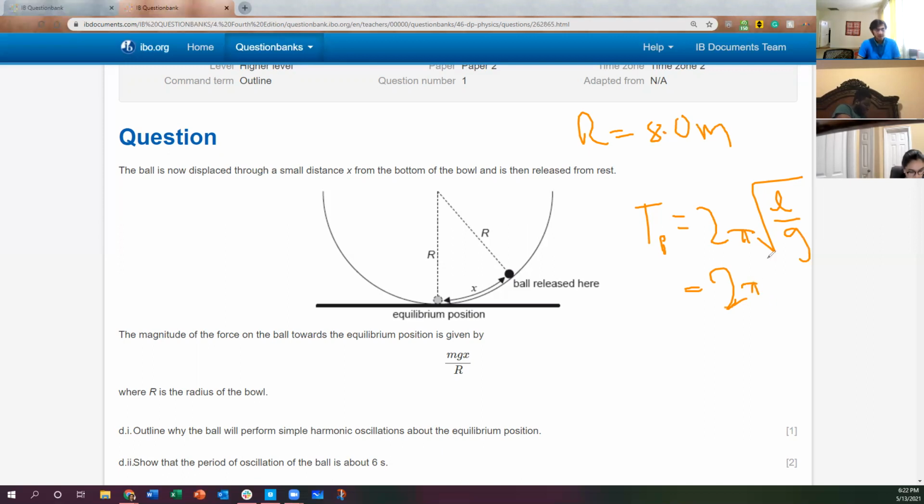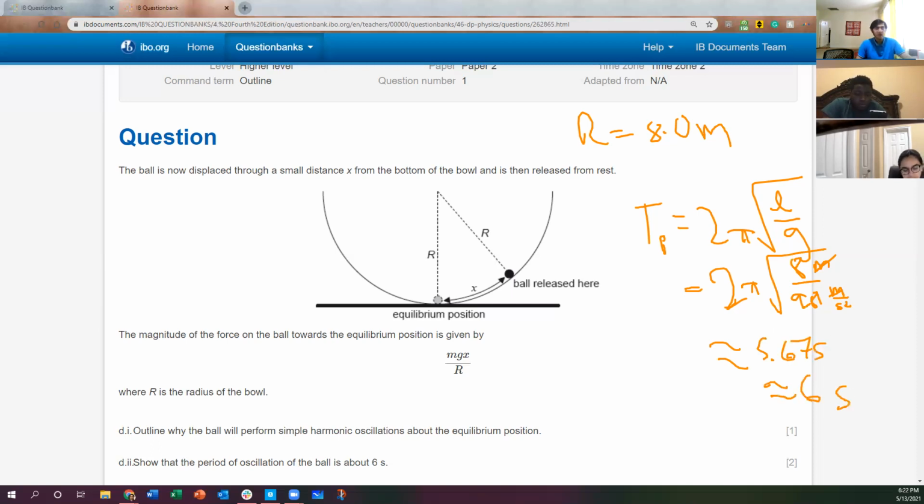So you're going to have 2 pi square root 8 over G, which is 9.81. Oh, by the way, here's where I would put units. I think here it is important to put units. This is meters per second squared. Meters will cancel. Wait, G is just the gravitational? Yes, so it's 9.81 meters per second squared. So 2 pi square root 8 over 9.81, and we get 5.67 seconds, which is approximately 6 seconds.